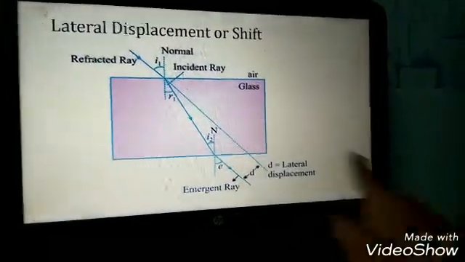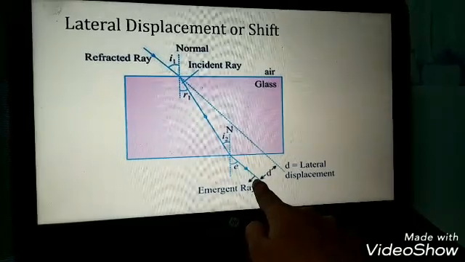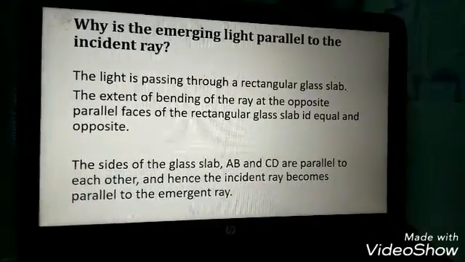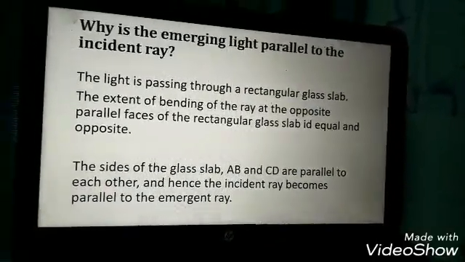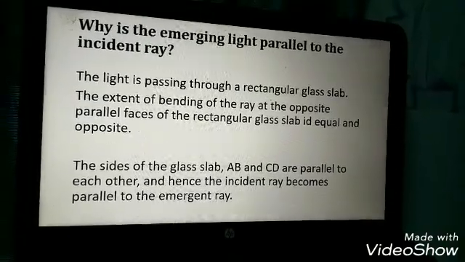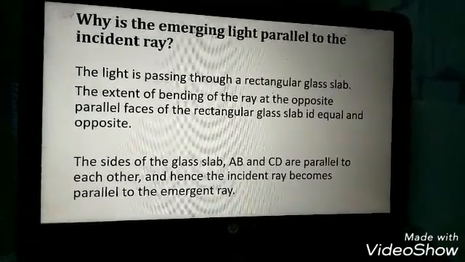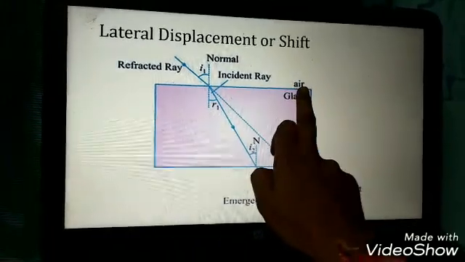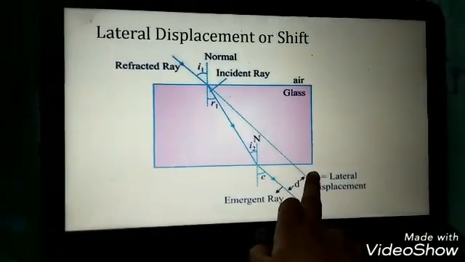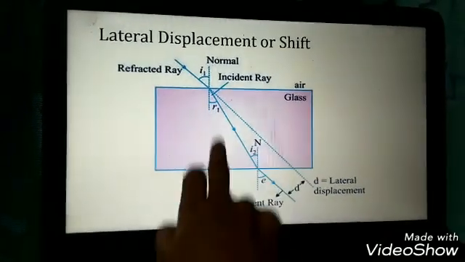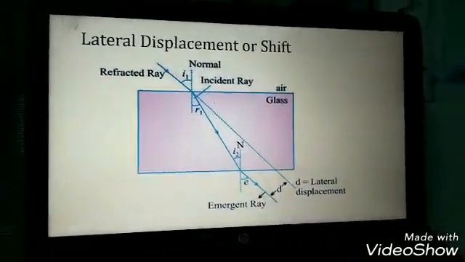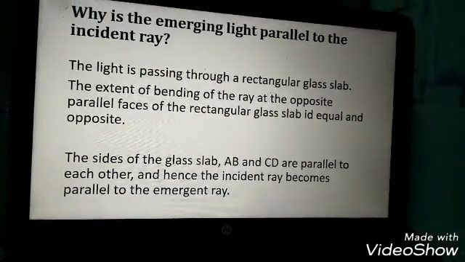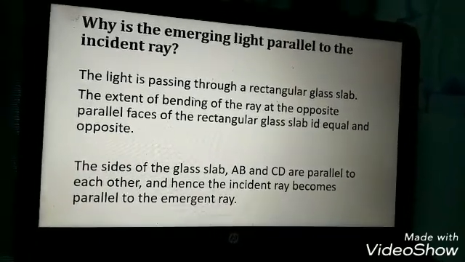Then the final question is, why is the emerging light parallel to the incident ray? If you have noticed in the lateral shift, these two lines are parallel to each other. Why does this happen? The answer is very simple. The extent of bending of the ray at the opposite parallel faces of the rectangular glass slab is equal and opposite. In other simple terms, since it is a rectangular glass slab, the side AB is parallel to the side CD. Since both these sides are parallel to each other, the emergent ray is parallel to the incident ray.